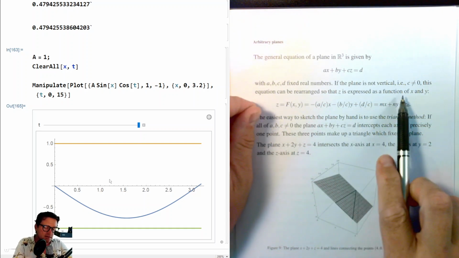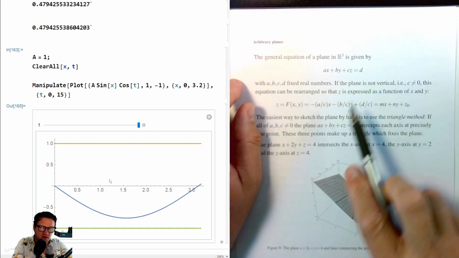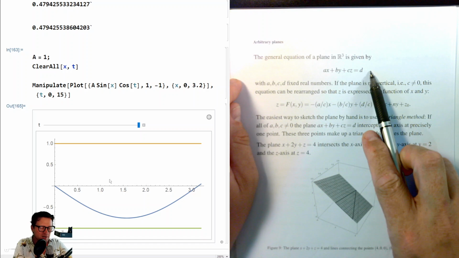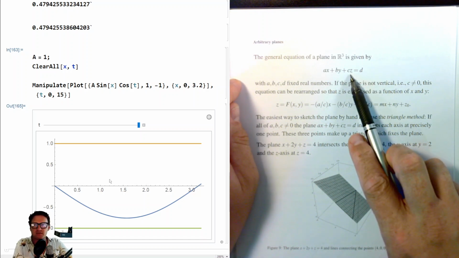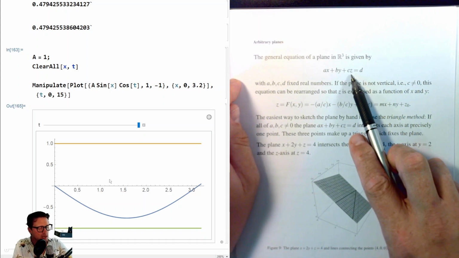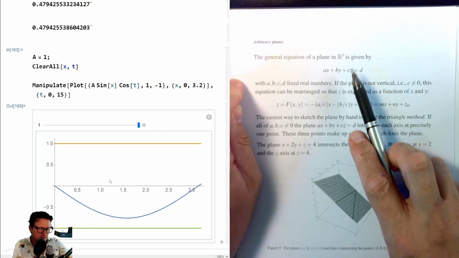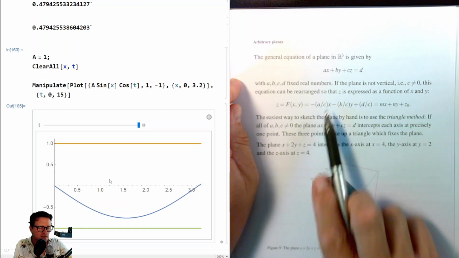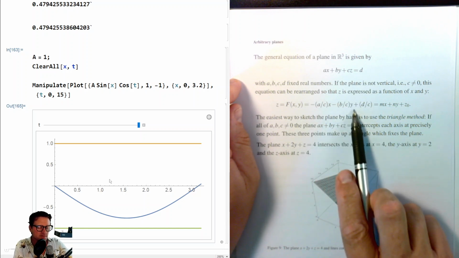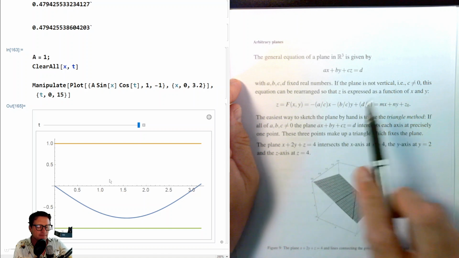So when you do that, given that c is not 0, you'd be dividing throughout in this equation by c so that you cancel the c that's in front of the z, and then you would rearrange so that z is isolated on the left-hand side. And so you would get z is equal to minus a over c times x minus b over c times y plus d over c.